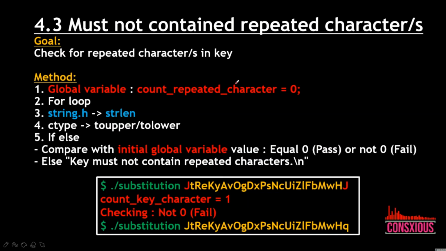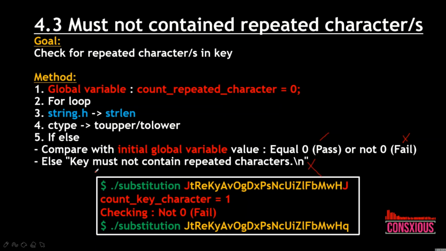Next we will go through this: must not contain repeated characters. We use similar methods: a global variable, count repeated characters equal 0, a for loop, string.h string length, ctype's toupper or tolower. If else, then we compare this global variable with the initial global variable value. If equal to 0, it passes; if not equal to 0, fail. If fail, the program has to print a statement: the key must not contain repeated characters.